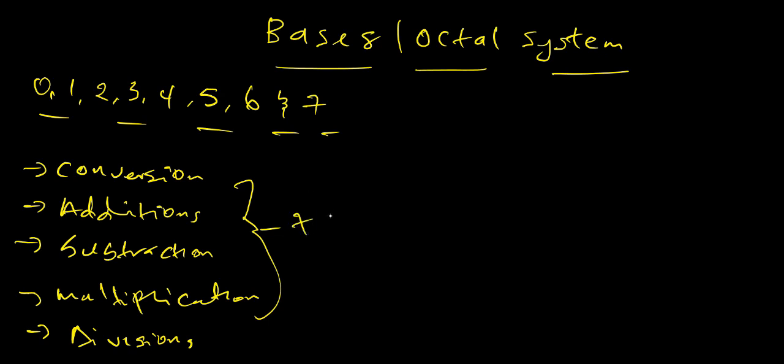Whenever there's a number that is greater than 7, when you're doing your addition, subtraction, multiplication, division, or whatsoever, for base 8, what you simply need to do is convert it. So when you exceed 7, you basically have to convert back. So this will take us to conversion in base 8. Let's learn how to convert in base 8.